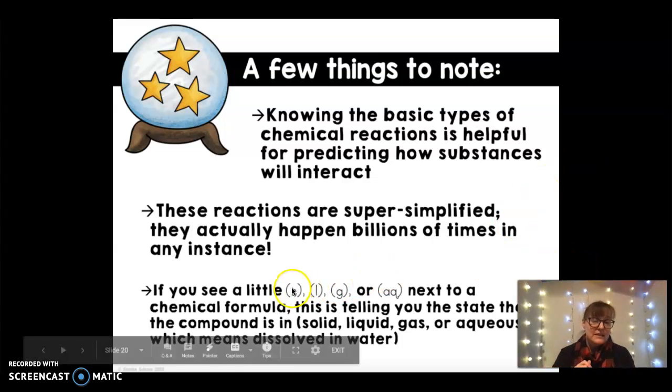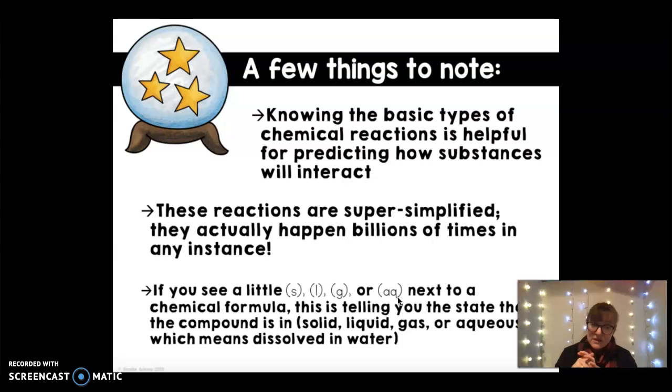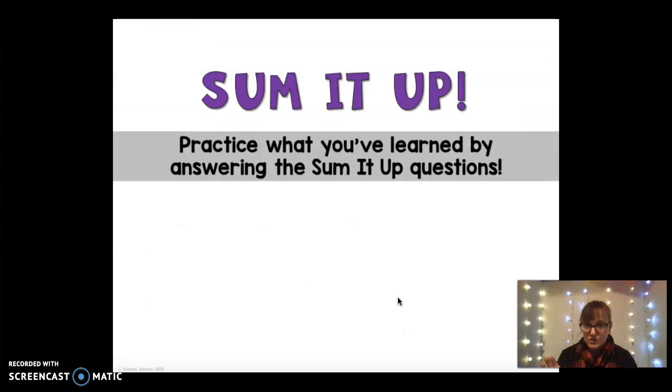You may see these: solid, liquid, gas, or AQ. AQ is a new one. It's called aqueous. Aqueous means it dissolves in water. You do that in grade 10. We don't do aqueous in grade 9. So if you see those, just know they're telling you what state of matter they're in. For you, it doesn't matter. Grade 9 doesn't matter. Just the basics. That's all you need to know.